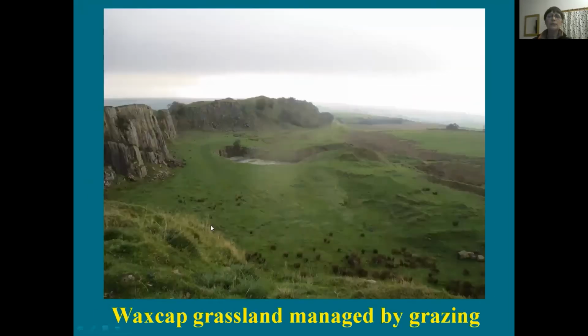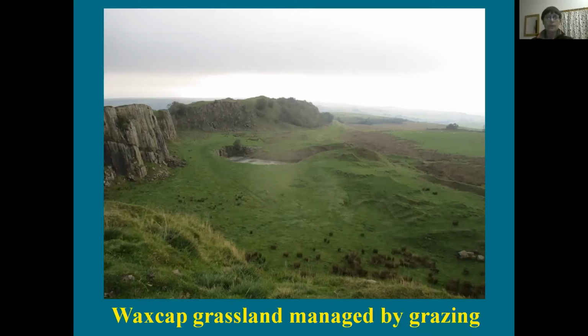So this is a typical waxcap grassland, and the key to it is the short sward. It's generally dominated by grass. It can also have a lot of moss and liverworts in it, and a good range of herbs, although not always. But the key is that it needs to be short. And the other really important character is that the soil has to be nutrient poor.